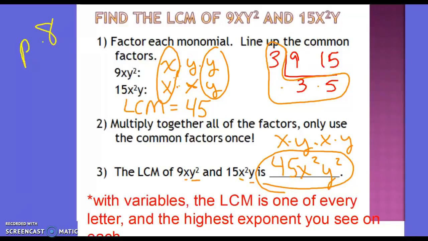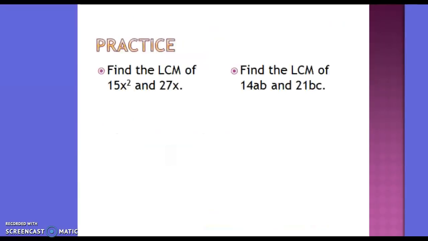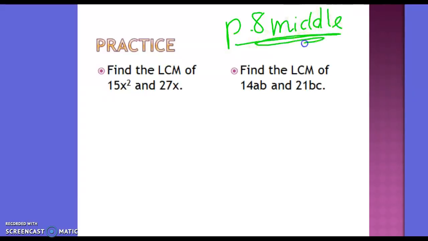Again, you can use this prime factorization method, where you circle the ones they have in common, you write them down just once, and then every other thing that you have left that you did not circle, you write them down, and then you combine them. And so we had 45x squared y squared. All right, so practice these two problems here. These are on page 8 in the middle. Try them and then hit play when you've tried them and you're ready to get your answer checked.